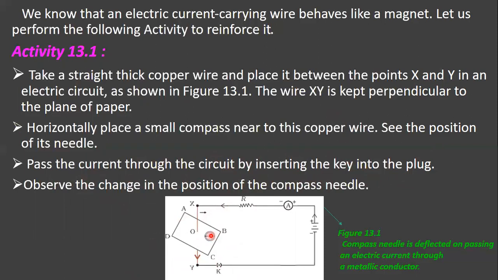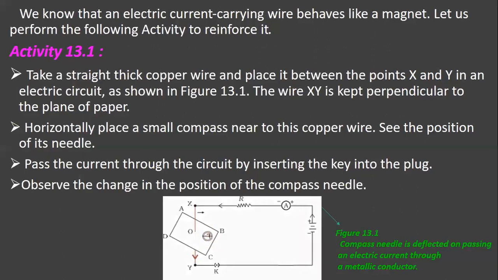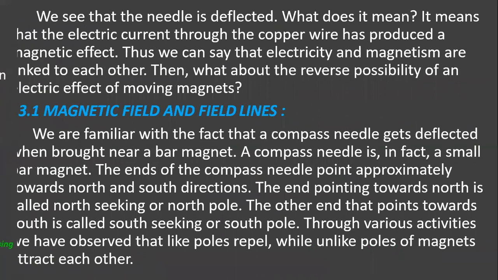See children, we see that here the needle is deflected. The needle will be deflected in the compass here. What does this mean, children? It means that the electric current through the copper wire has produced a magnetic effect. See children, the deflection in the needle of the compass indicates that the electric current through the copper wire has produced a magnetic effect. Thus, we can say that electricity and magnetism are linked to each other.